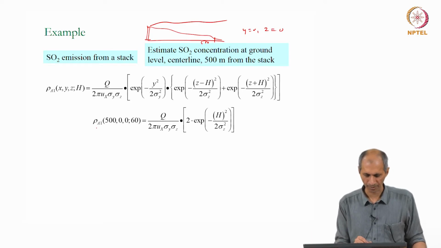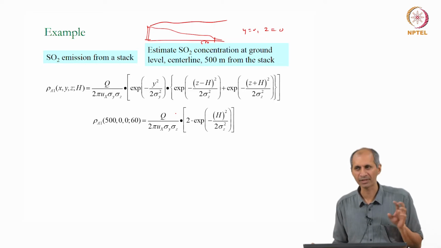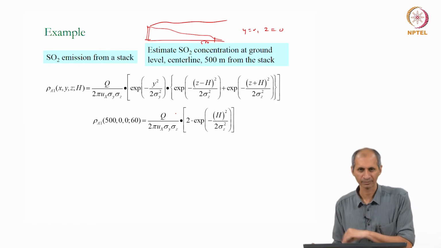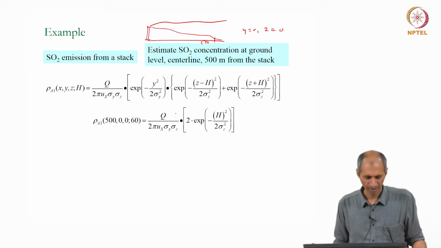The equation now becomes rho A1 500 0 0 60. The height of the stack is 60 meters, it is already given to you. What we mean by height of the stack is H equals Hs plus delta H, plume rise, all of that is added and given to you. If you do not have it, you have to calculate all that and then put it there.